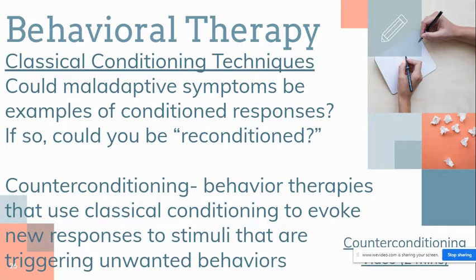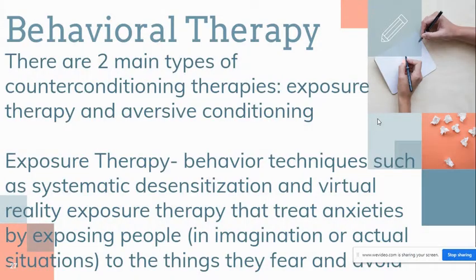So these are behavior therapies that use classical conditioning to evoke new responses to the stimuli that trigger the unwanted behavior. So you can maybe get rid of the unwanted behavior, being reconditioned basically. There are two types of counter conditioning: exposure therapy and aversive conditioning.